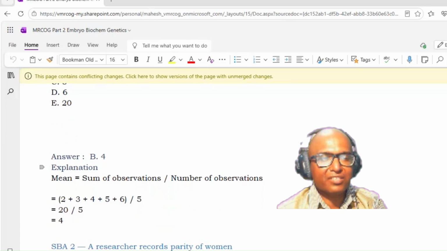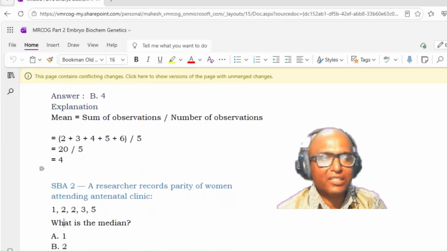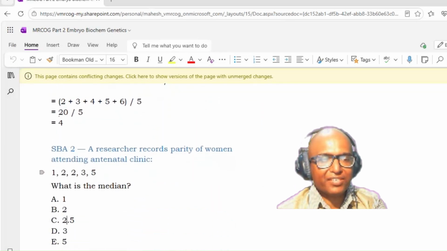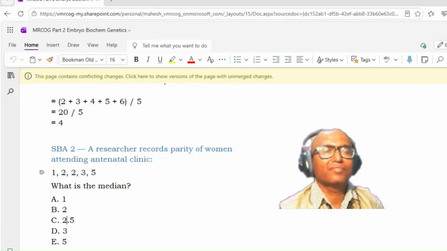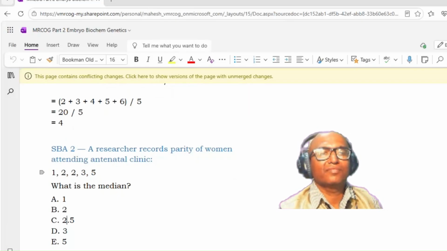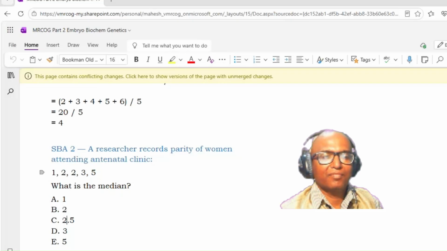So we take all observations and divide by the number of observations. Next. A researcher records parity of women attending antenatal clinic. What is the median? 1, 2, 2, 3, 5. So the answer is 2, B.